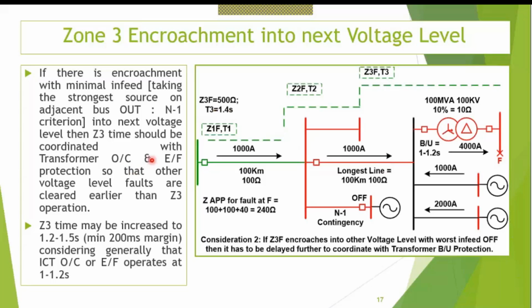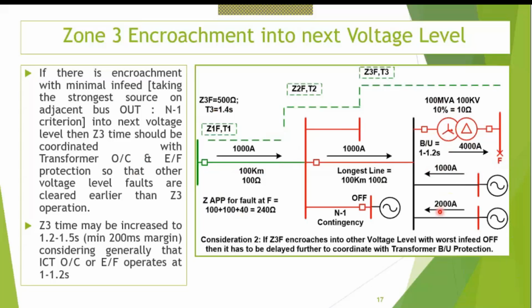Okay, now here is one particular point. Let's take this example. I have a 100 kilometer line followed by a 100 kilometer line followed by a transformer with a 10 ohm impedance. Not one transformer, maybe multiple transformers working in parallel. So suppose there is a fault at the transformer LV terminals having a 4000 ampere fault current from the HV side.